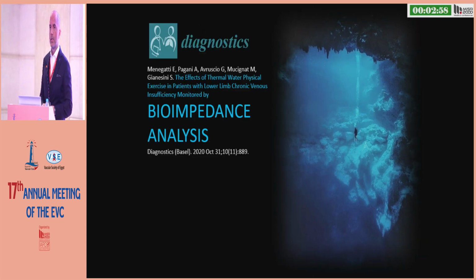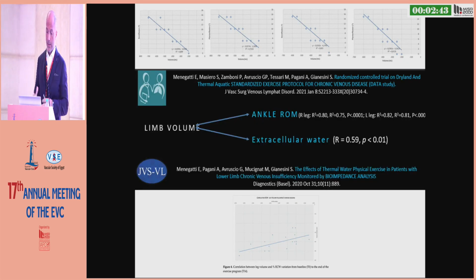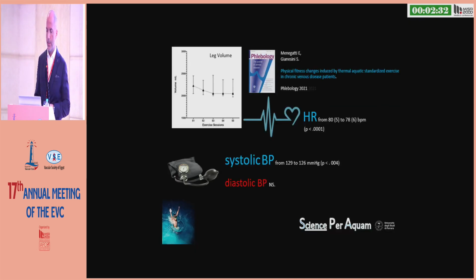Another publication we put out was focusing on the bioimpedance analysis to be sure that we were looking at the edema, and indeed there was a decrease in the extracellular fluids in the aquatic environment. Another one was focusing on the correlation between lower limb volume decrease, extracellular fluids, and, as I was saying, ankle range of motion, so the importance of mobilizing properly our patients.